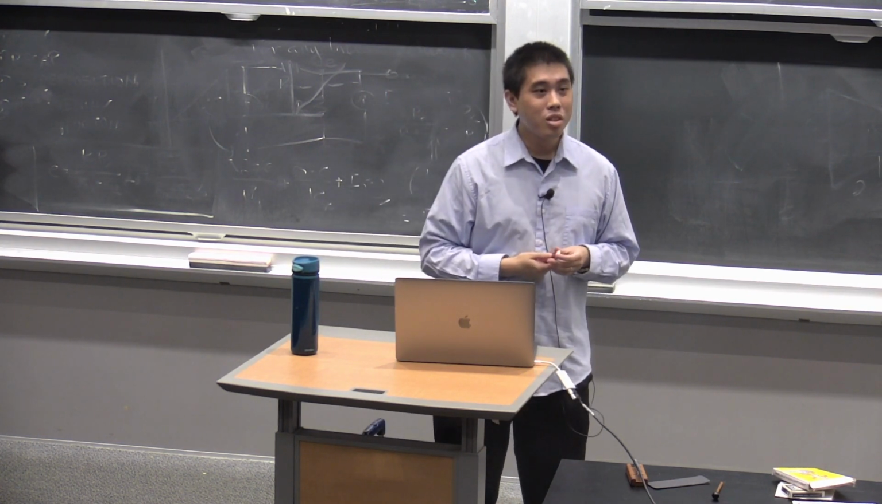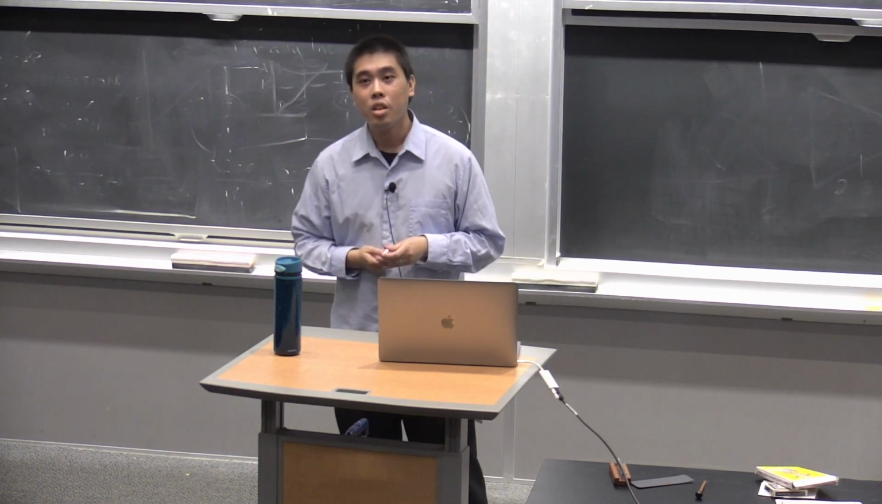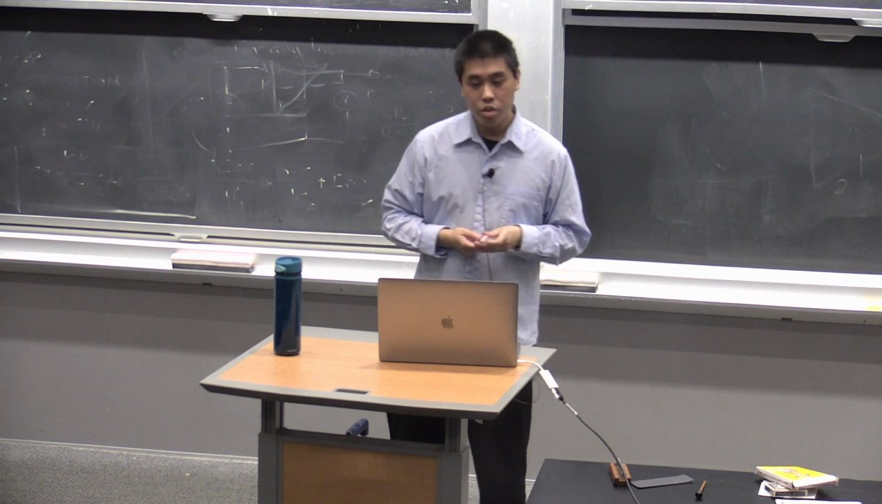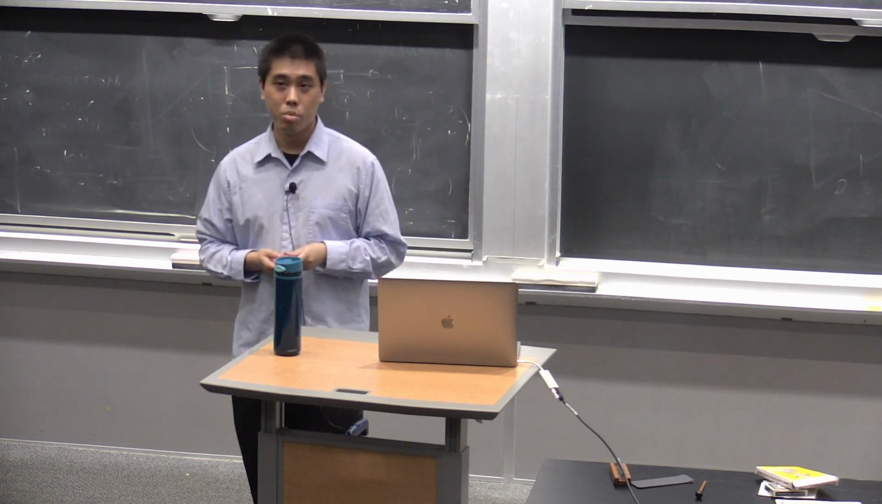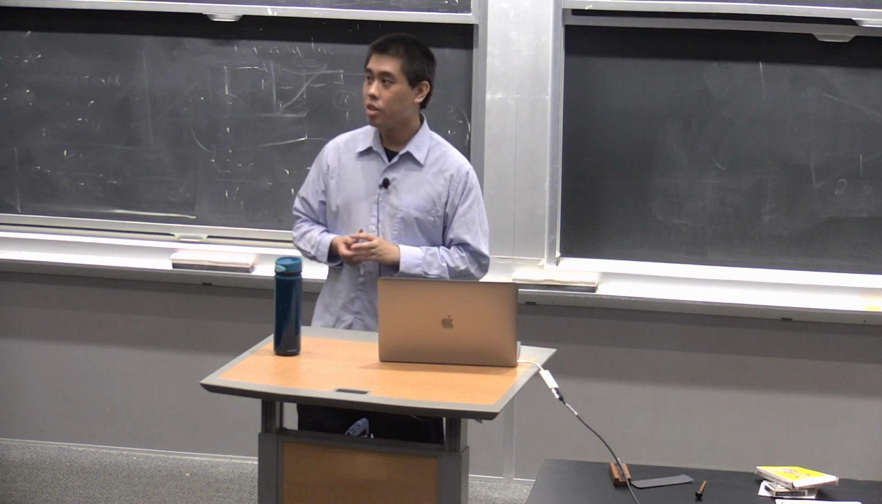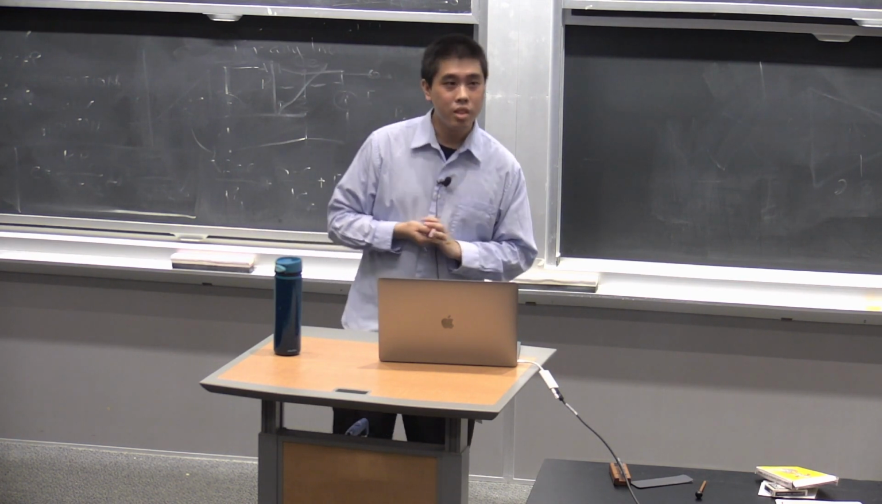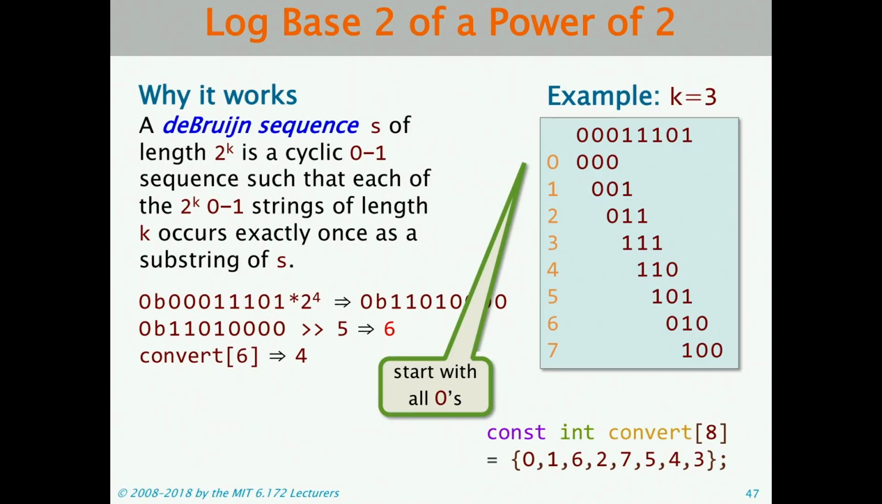Any questions? Yes? Is the De Bruijn sequence unique up to cyclic translation? So there could be multiple De Bruijn sequences. We just need one particular De Bruijn sequence to make this bit trick work. Yeah. So this example was just for k equals 3. In the code I showed you before, that was for k equals 8. So you can do up to 64-bit words.